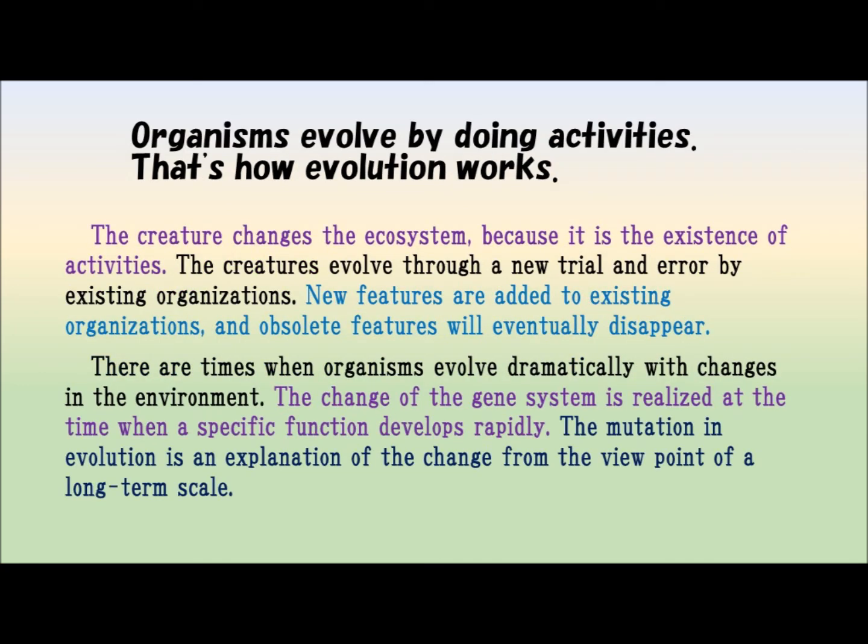The organisms evolved by doing activities. That is how evolution works. The creature changes the ecosystem, because of the existence of activities. The creatures evolve through new trial and error by existing organizations. New features are added to existing organizations, and obsolete features will eventually disappear. There are times when organisms evolve dramatically with changes in the environment. The change of the gene system is realized at the time when a specific function develops rapidly.